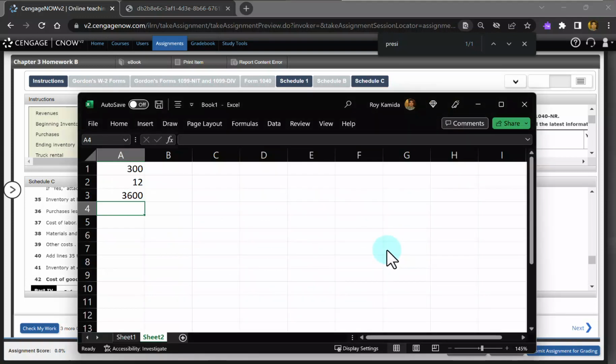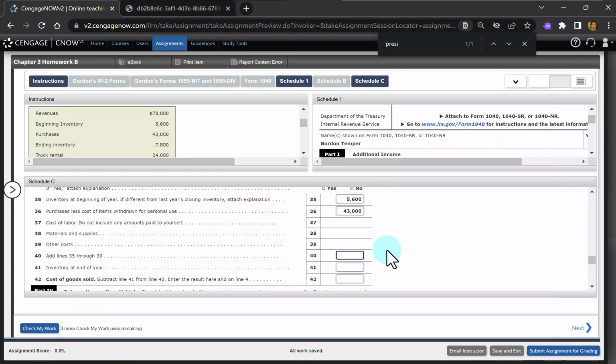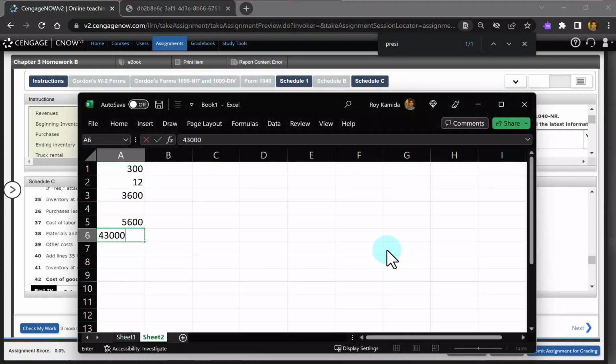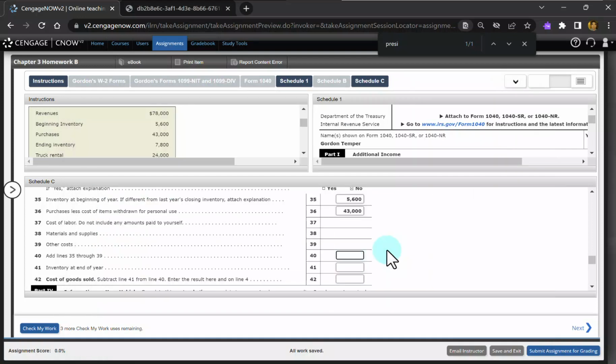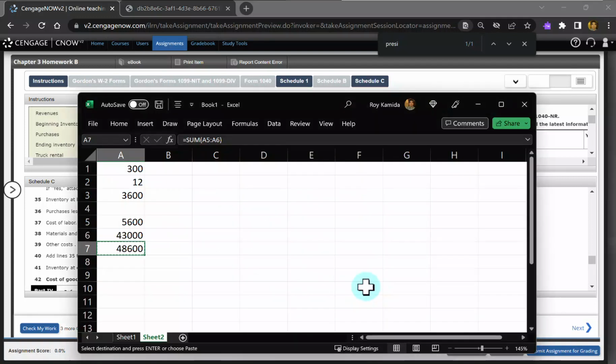So 5,600 and purchases of 43,000. The total is 48,600. I'm going to copy that and paste it here in the next line. Ending inventory is 7,800. And I got to subtract that out to get the cost of goods sold that we're going to deduct back on page 1. So again, let me have my spreadsheet do that. So cost of goods sold is 40,800.